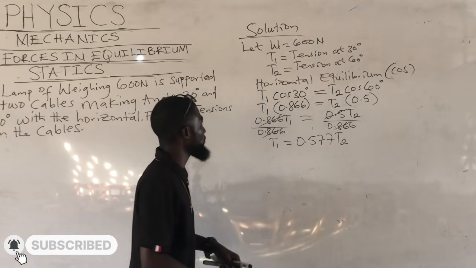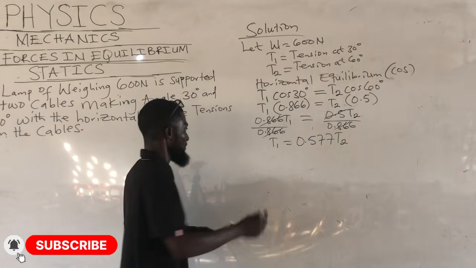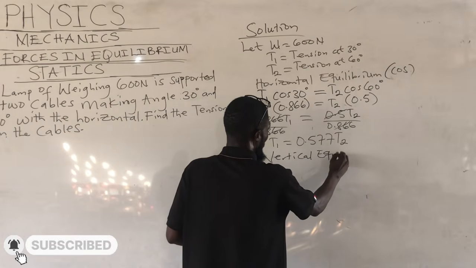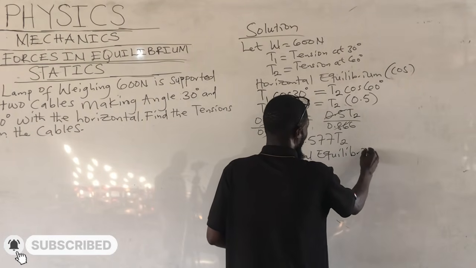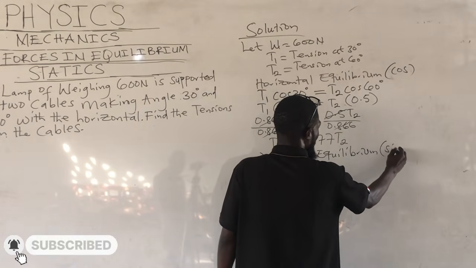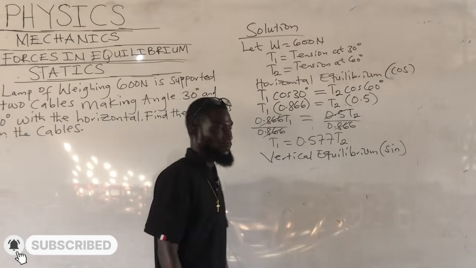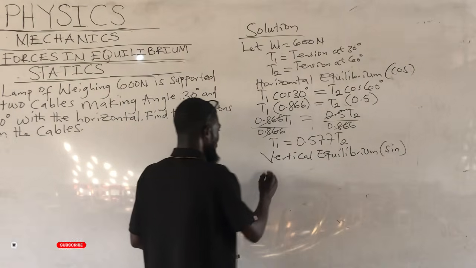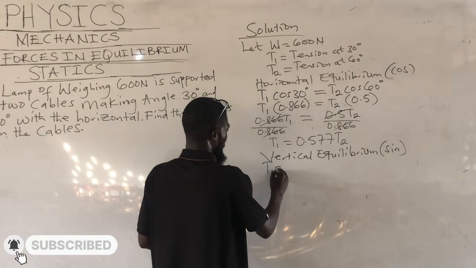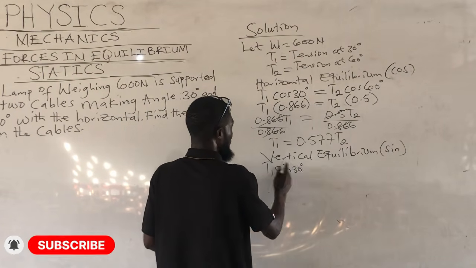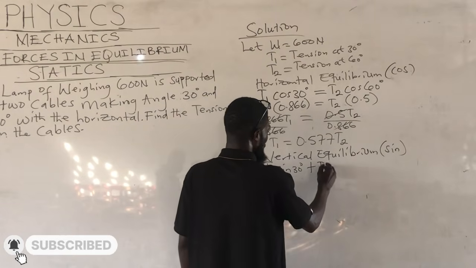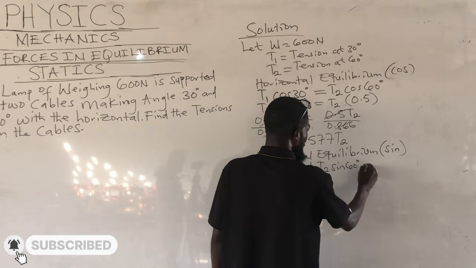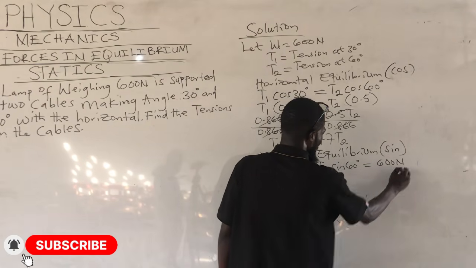However, ladies and gentlemen, we'll be using the vertical equilibrium. Under the vertical equilibrium to solve, we'll be using another trigonometry ratio called sine. So for the horizontal, we'll be using cos, while for the vertical, we'll be using sine. So we say T1 sine, how many degrees? 30 degrees, remember. Plus T2 sine, now how many degrees? 60 degrees. All should be equal to 600 Newton.